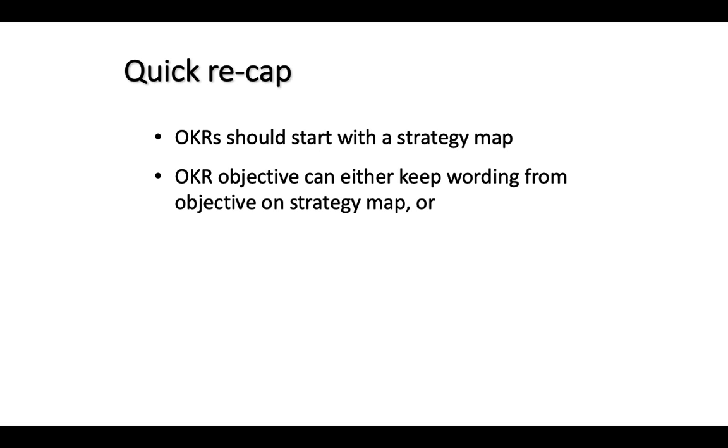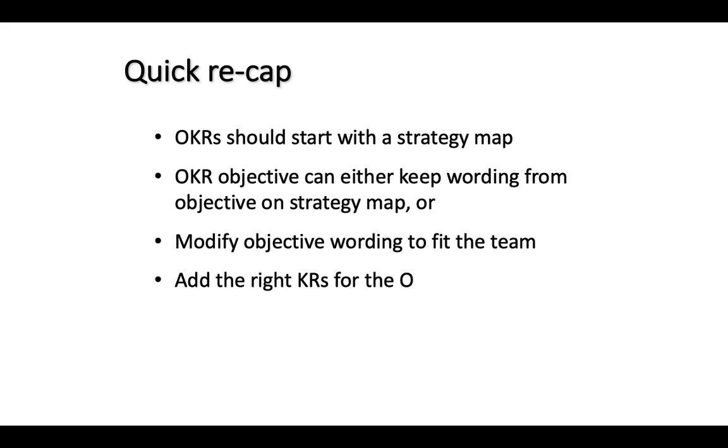Okay, time for a quick recap. We should start the OKR process with a strategy map. The OKR objective can keep the same wording used from the objective on the strategy map, or that wording of the objective can be modified to fit the team's purpose and the situation at hand. And then for the new OKR objective, add the right key results and you now have created the first OKR. Of course, we need to create and track several OKRs for each team. That is the essence of OKRs. And if you adopt it, you will see the true power of an OKR system reveal itself.